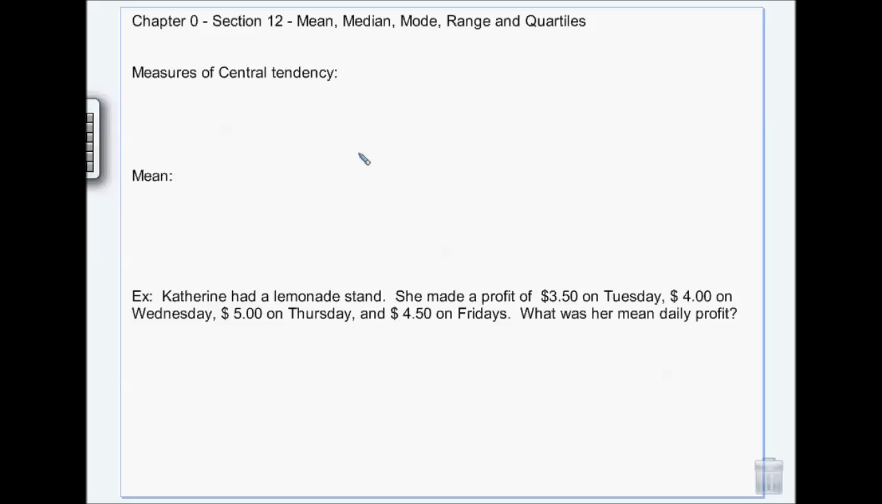Central tendency, and measures of central tendency are numbers used to represent patterns in the data.